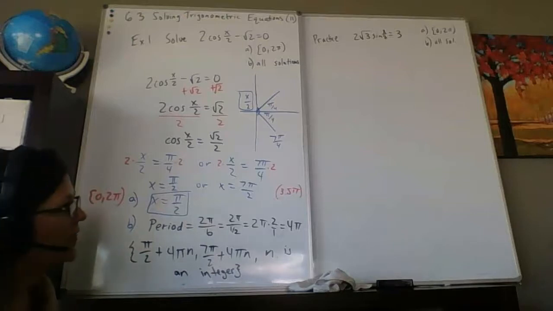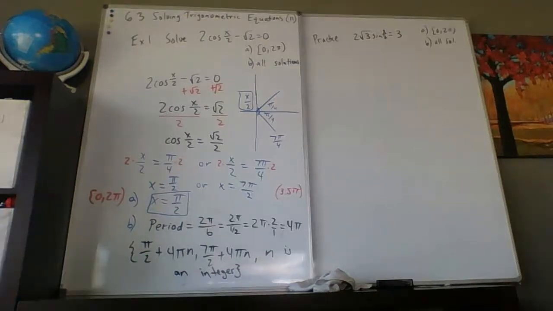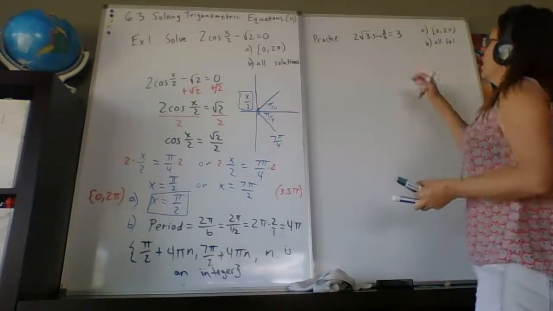Let's take a look at the practice. Solve the equation 2 rad 3 sine of x over 2 equals 3, a over the interval 0 to 2 pi, and b for all solutions. This would be a great time to push pause and try this on your own.